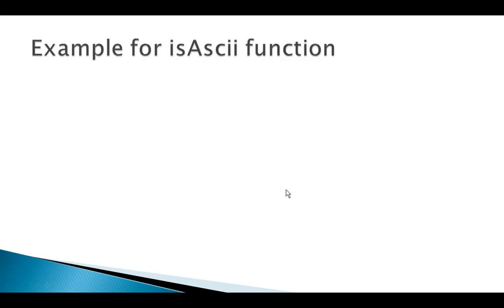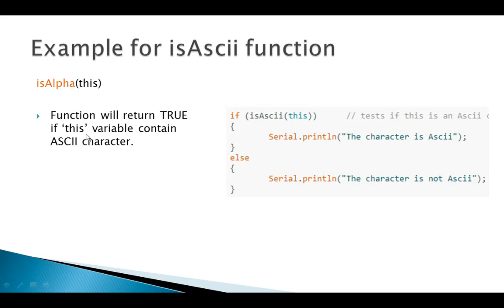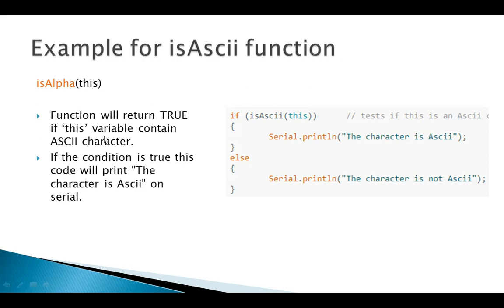So let's have a look at the example. Same example as the previous one. This function will get called, and it will return true if the variable contains an ASCII character, otherwise it will return false. If it returns true, then this line will print on serial: the character is ASCII. Otherwise, the character is not ASCII will print.